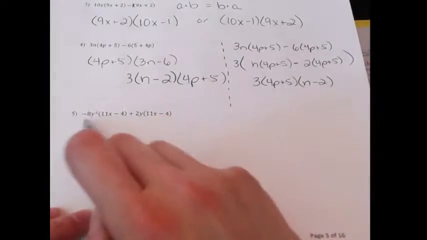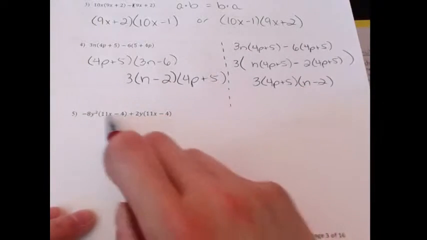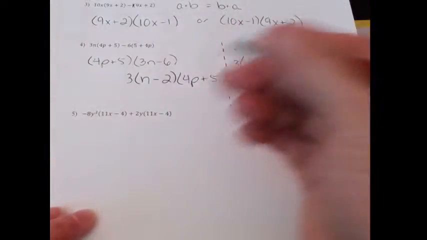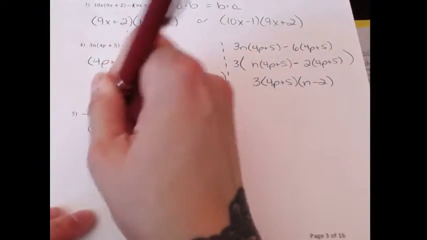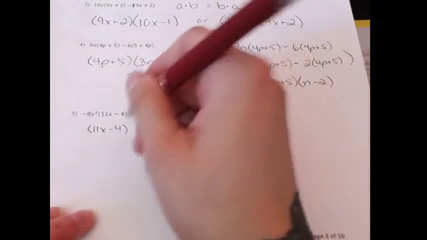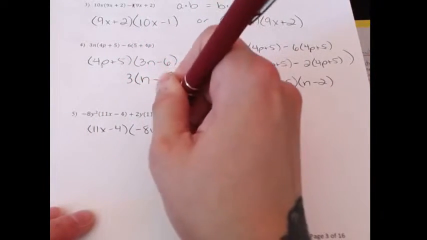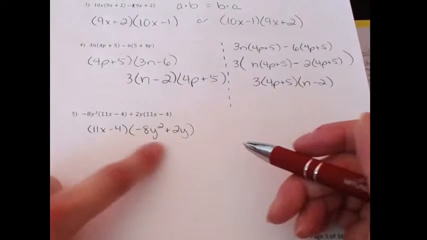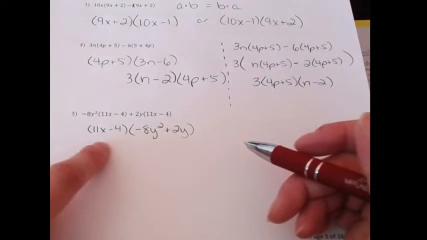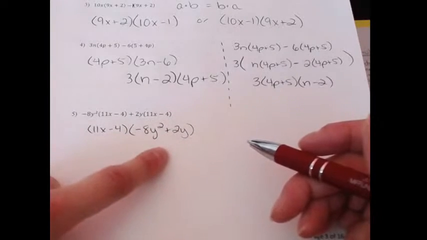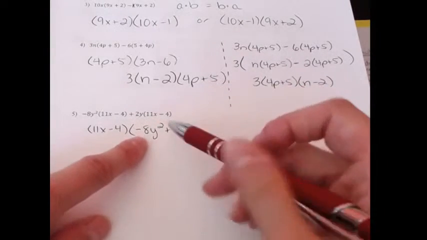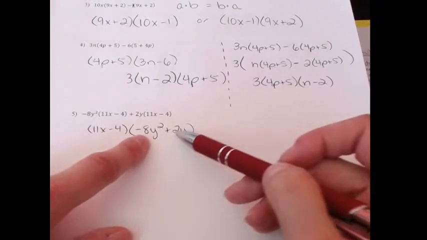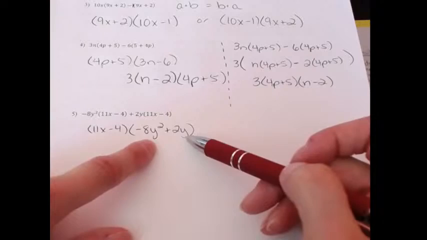So first things first, you're all going to notice that the 11x minus 4 is the factor that they have in common. So you're probably going to end up saying, okay, well, if I factor out the 11x minus 4, I'm left with negative 8y squared plus 2y. And then you're going to look at each factor and say, well, this one's done. This is factored completely, but this one is not, because I have a leading negative. I have a common factor of 2. And I have a common factor of y.